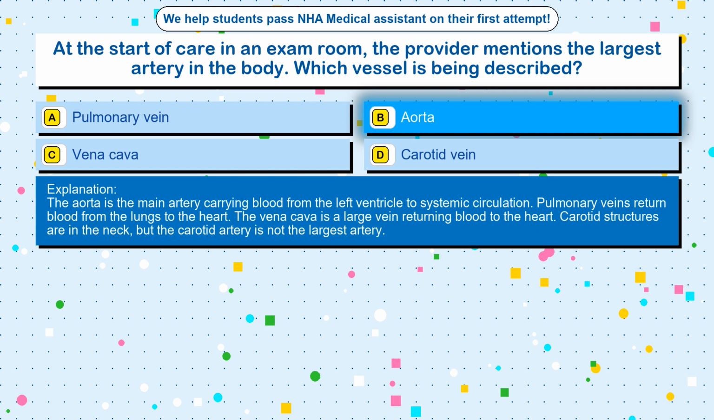The aorta is the main artery carrying blood from the left ventricle to systemic circulation. Pulmonary veins return blood from the lungs to the heart. The vena cava is a large vein returning blood to the heart. Carotid structures are in the neck, but the carotid artery is not the largest artery.